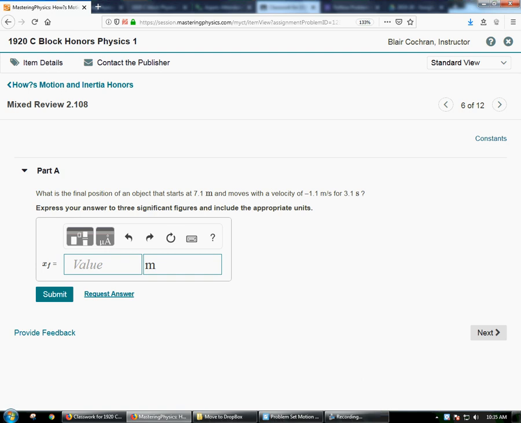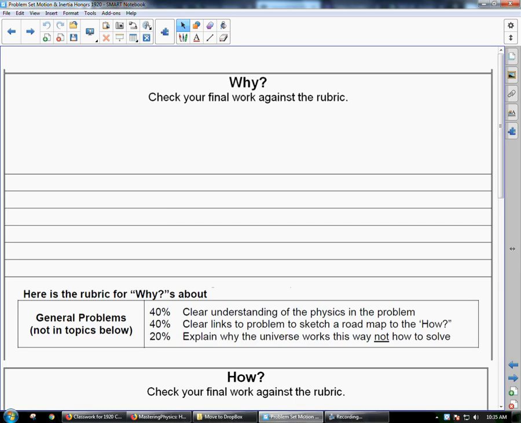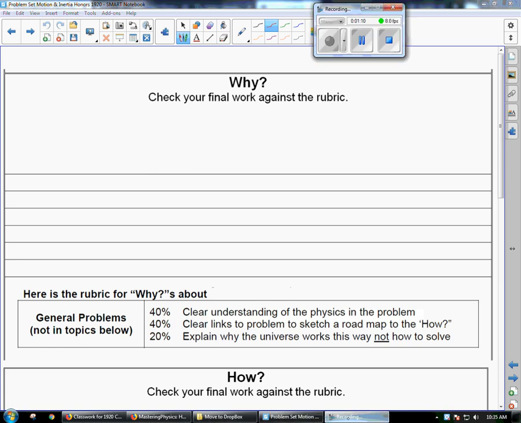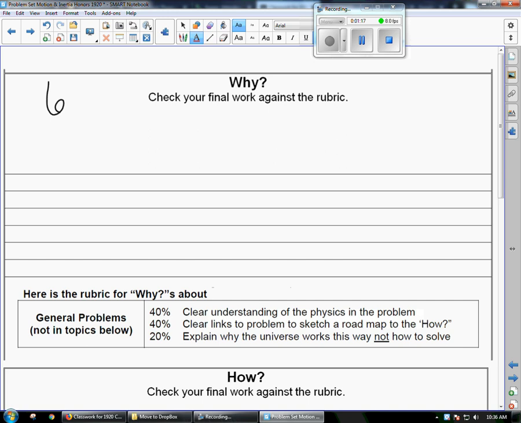All right, so this is number 6. Alright, so number 6, we've got the object moving. We need to write our y.